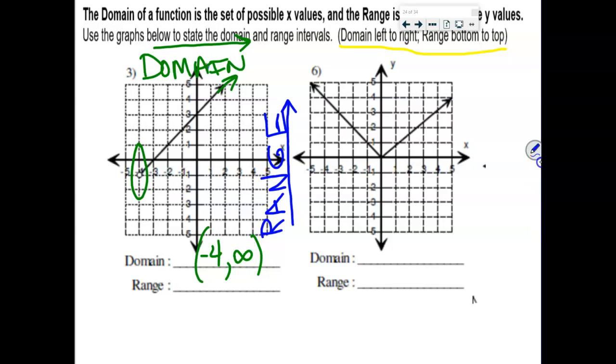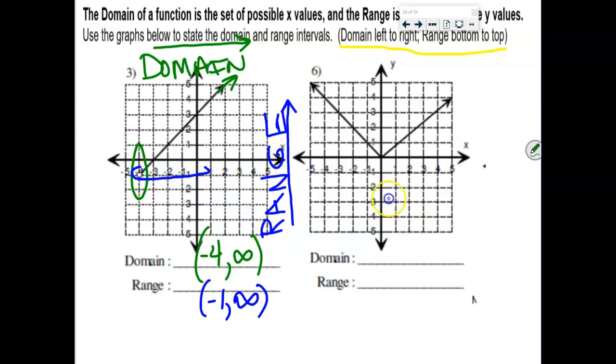What about range? Range is how low it starts. I think it's -1, but yeah. And again, it's an open circle, so -1. And then how high will it go? Infinity. Very good. And then everybody's favorite, the one that has arrows on both ends.